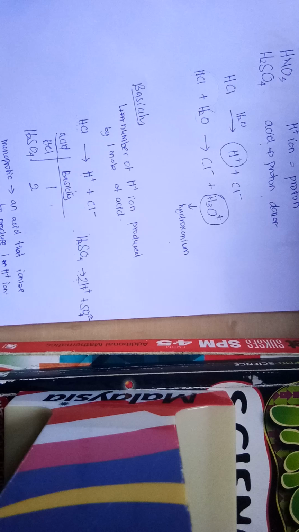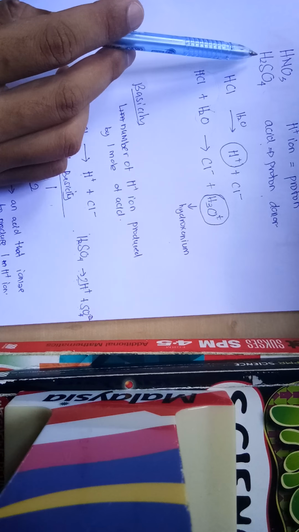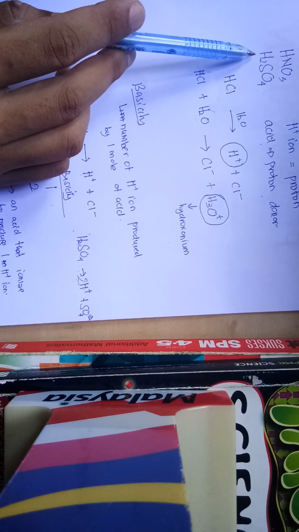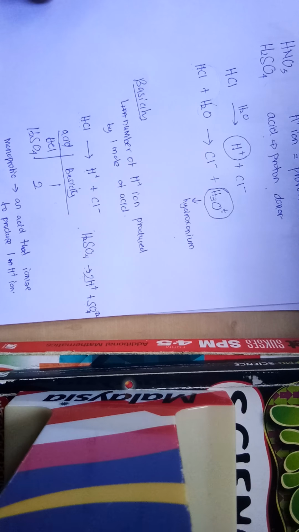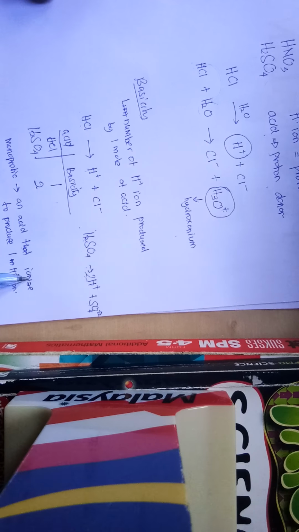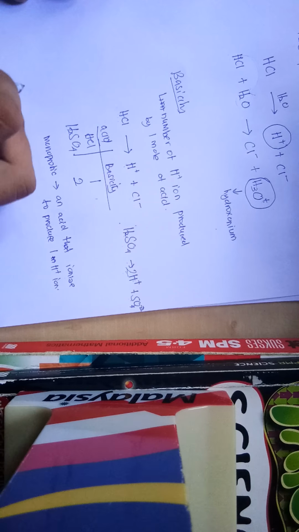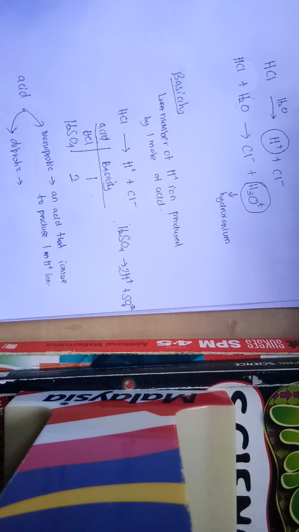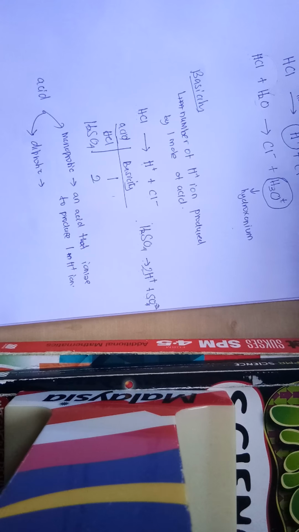Sulfuric acid is not monoprotic or monobasic because it has 2 hydrogen ions here, so we call it a diprotic acid. Diprotic means an acid that ionizes to produce 2 H plus ions. So basically you can differentiate acids into monoprotic and diprotic acids. Here, if you see, diprotic will have more H plus ions.